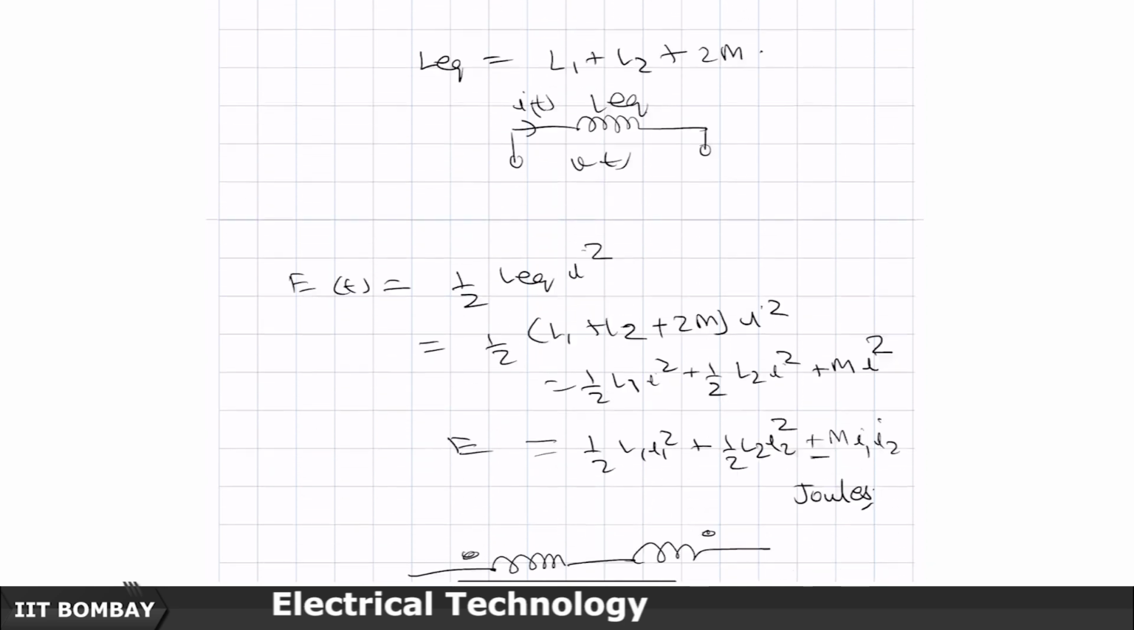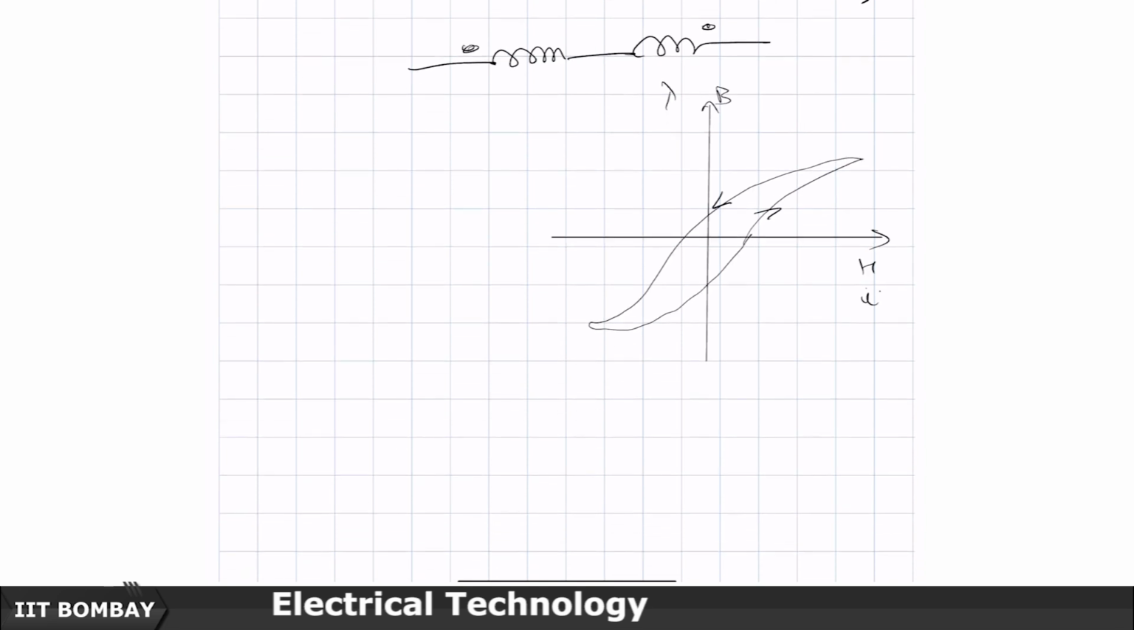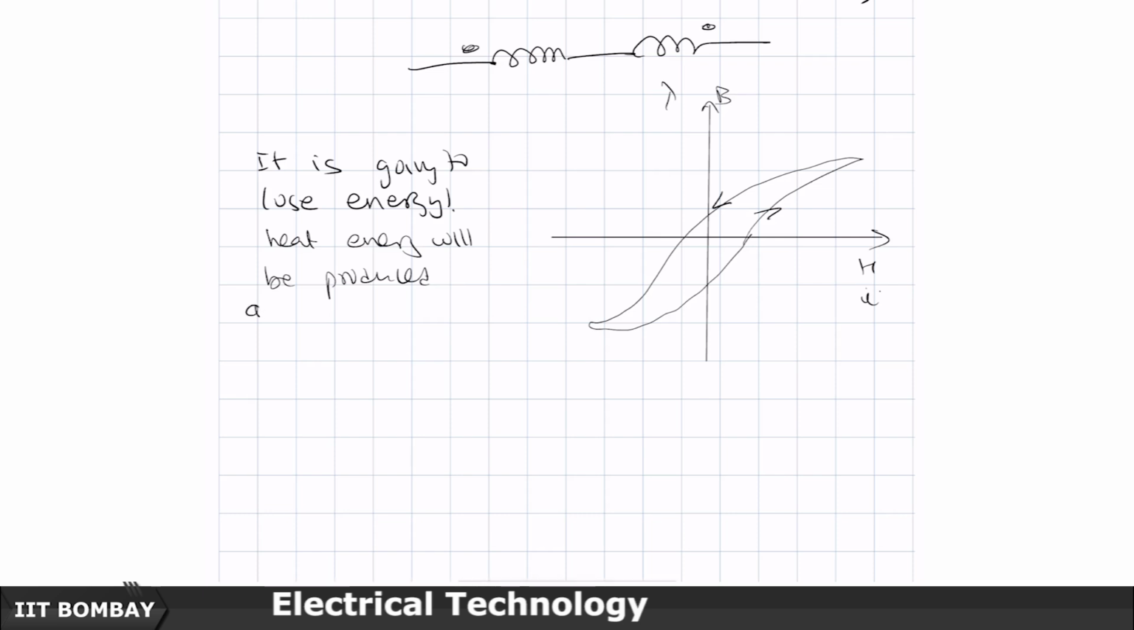Now, what I want to show you is that when a ferromagnetic material like this undergoes a hysteresis cycle like this, it is going to lose energy. What I mean is that heat energy will be produced when it goes through the hysteresis, and this heat energy has to come from somewhere. It has to be provided by the voltage source.